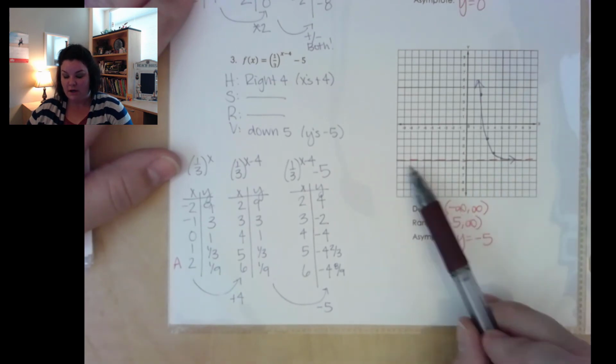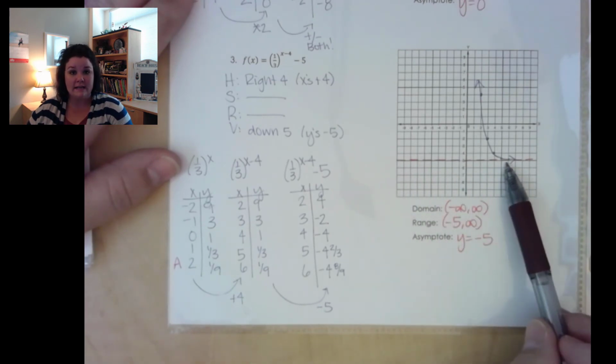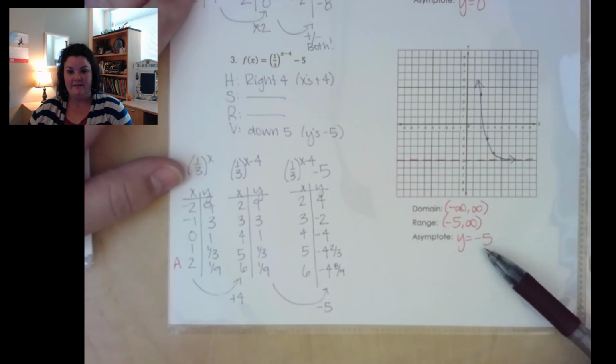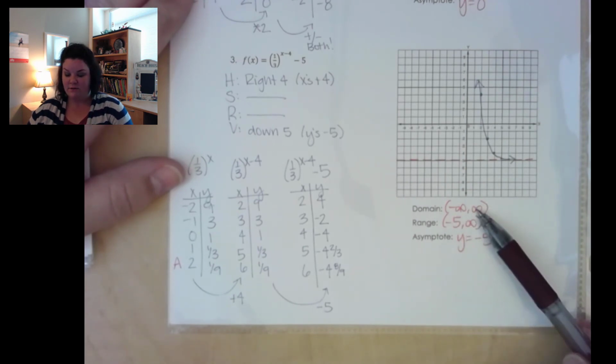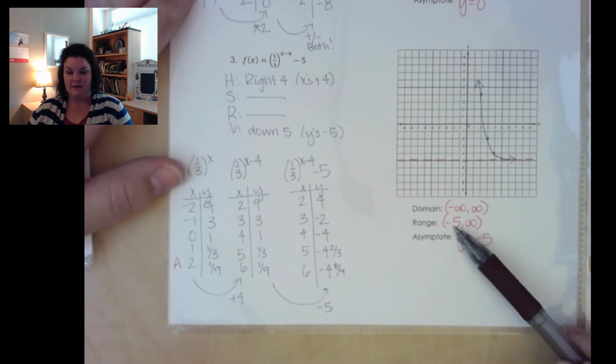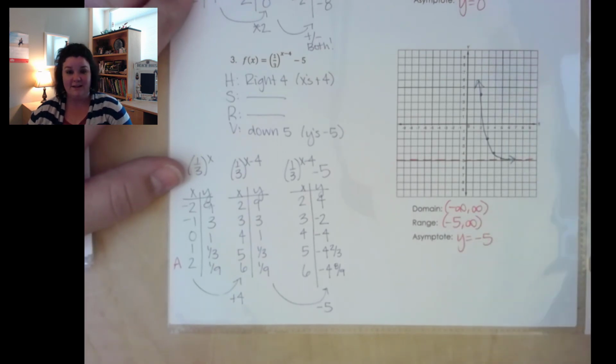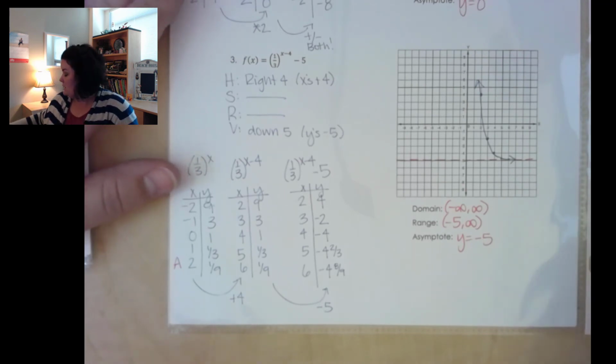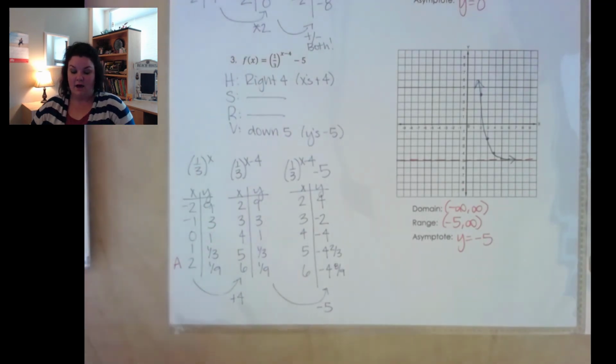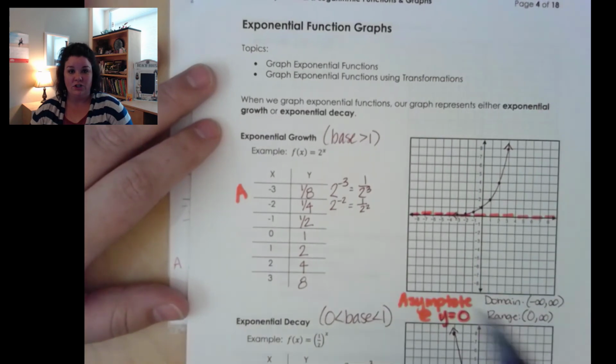Make sure you draw in the dotted line to show where your asymptote is and that you also have it stated down below. Okay. Domain is negative infinity to infinity. Range starts down here at -5 and then continues on up to positive infinity. Okay. All right. So that is the end of exponential function graphs.